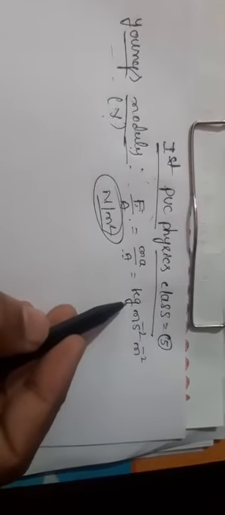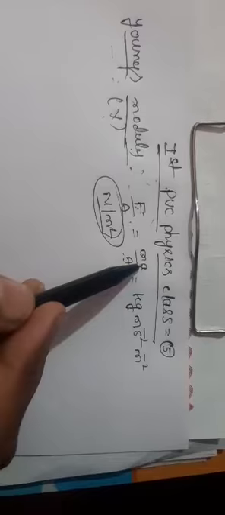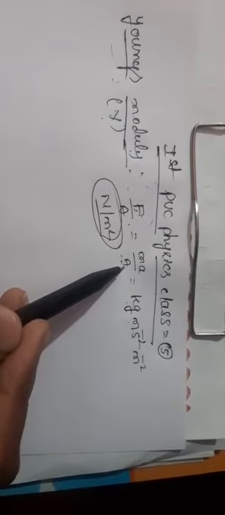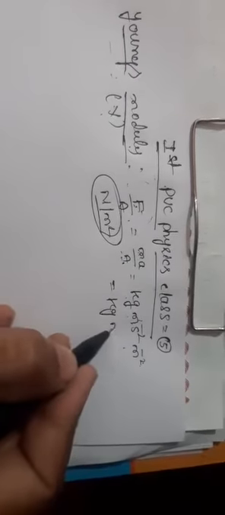In the MKS system, the unit of mass is kg, the unit of acceleration is meter second to the power minus 2, and the unit of area is meter squared, so its reciprocal is meter to the power minus 2. Calculate this: kg meter power 1 plus 1 meter power minus 2, that is kg meter power minus 1 second power minus 2. How to write the dimensional formula?